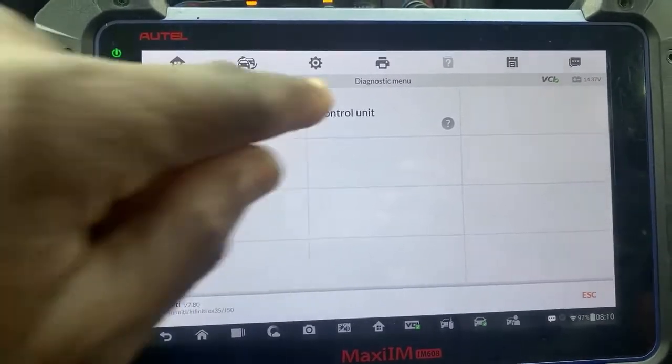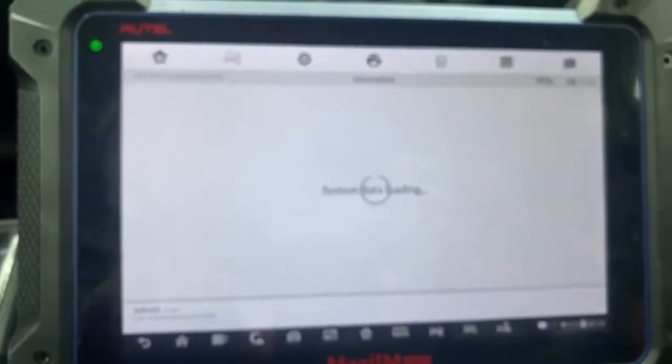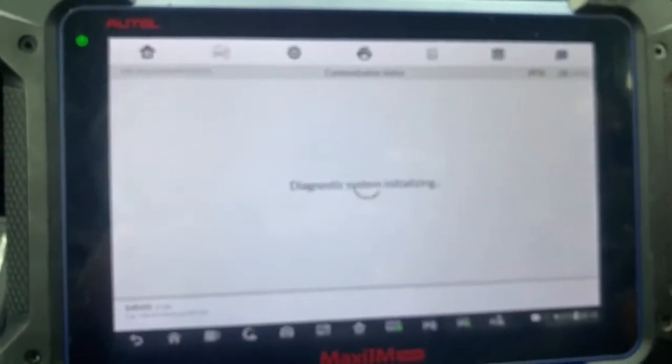So I'm going to diagnose, go to control unit. I'm going to check the engine. Also, I want to see what happened to the transmission, because the transmission is also saying it has a code.